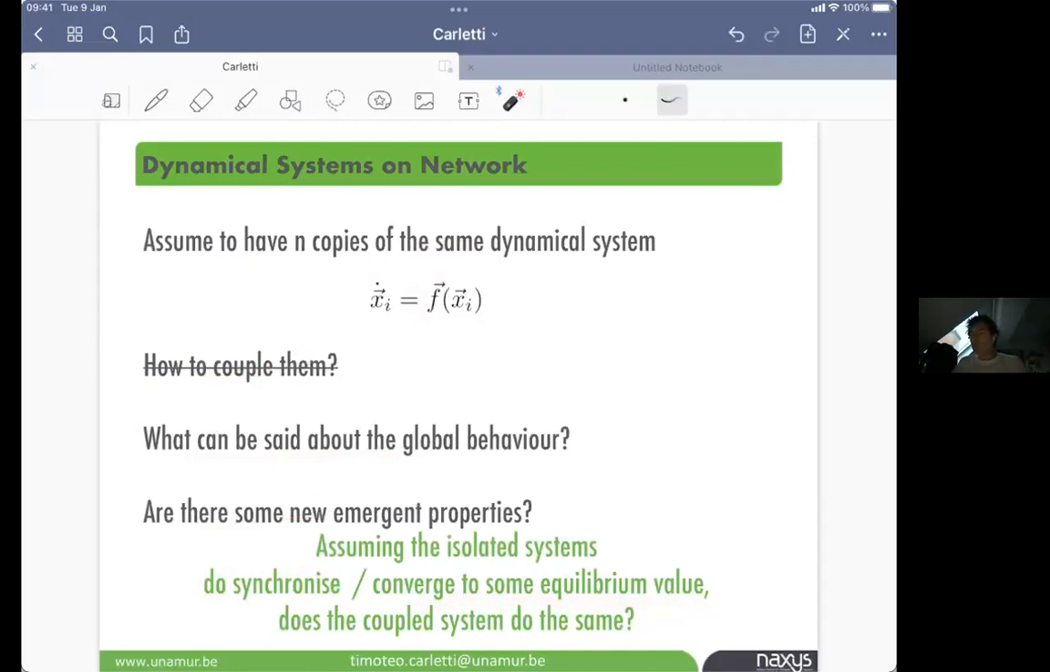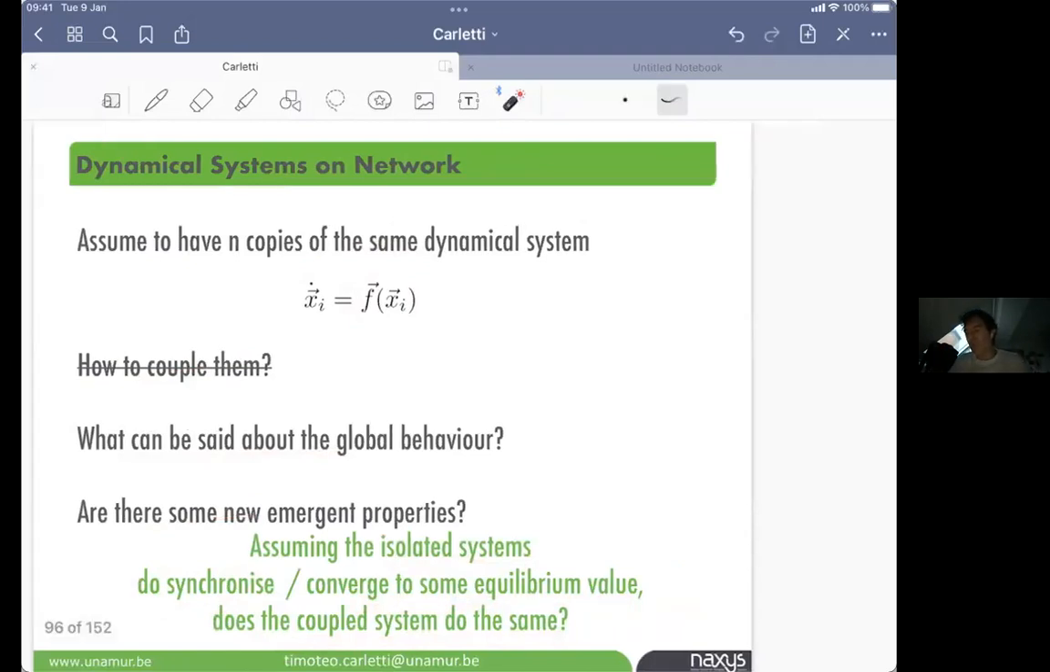And so the question is, if you, as isolated systems, do synchronize or maybe converge to some equilibrium, does the coupled system do the same, or does it exhibit a new behavior? And so this is the idea of the spots on the jaguar, as I told you before.